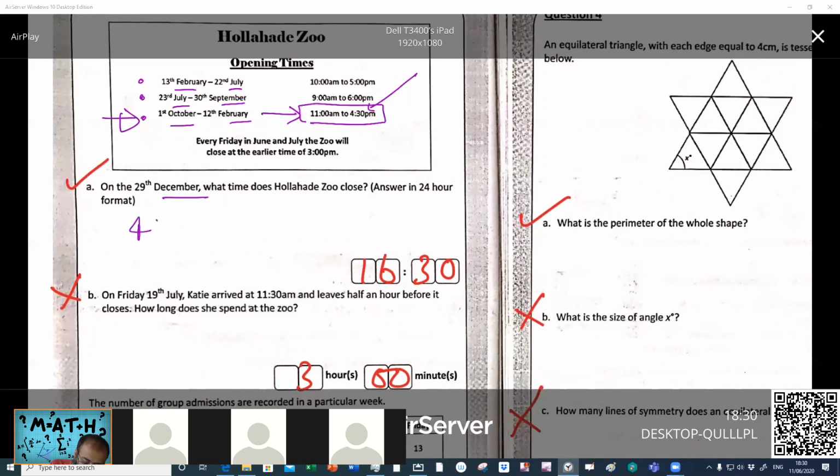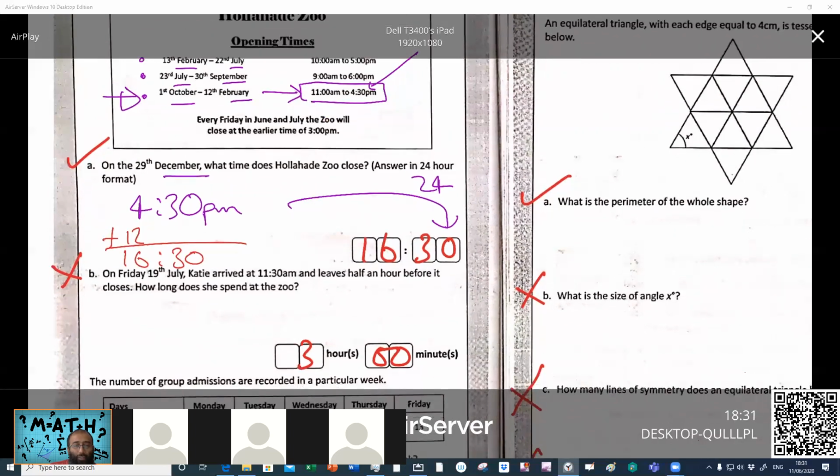4:30 p.m. How do we change p.m. into 24-hour clock? What do we do? You add 12 to the hours. So that gives you 16:30. Did you get that right, Idris? Yes. Well done. So why are you hesitating for them? Okay, next question. Read, carry on going.